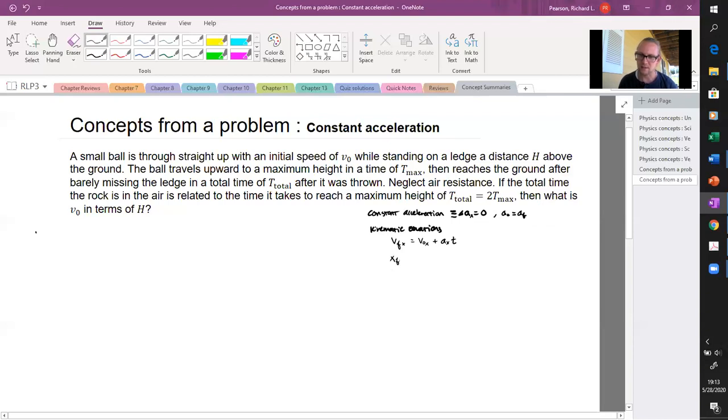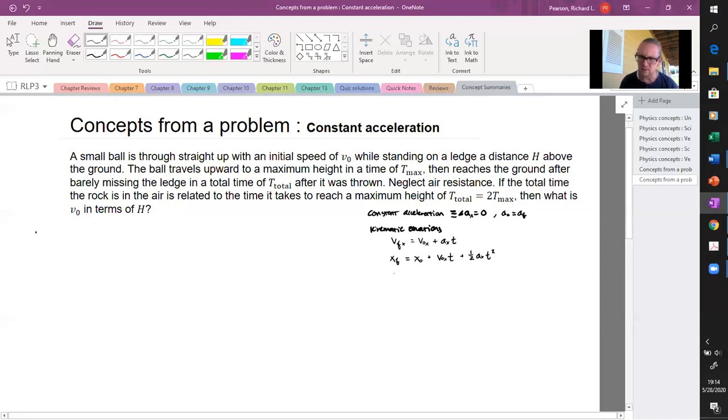The second is that we have some final position equal to an initial position plus the initial velocity in the x times time plus 1/2 ax t squared. And that comes from integration of the definition of our acceleration.